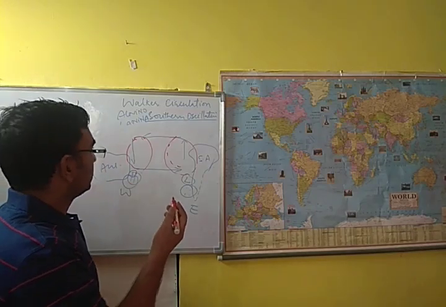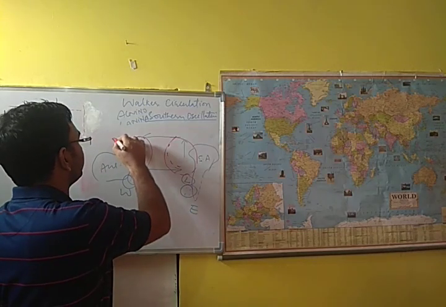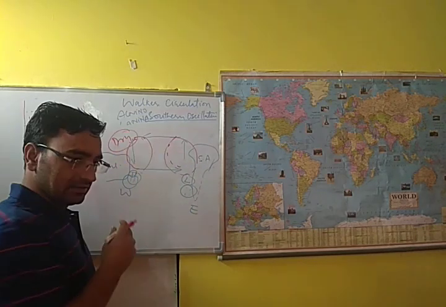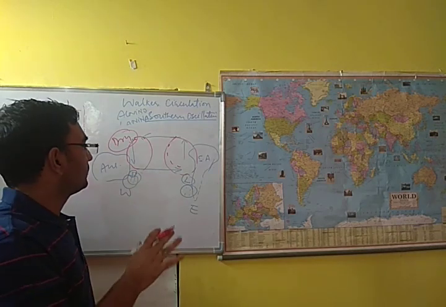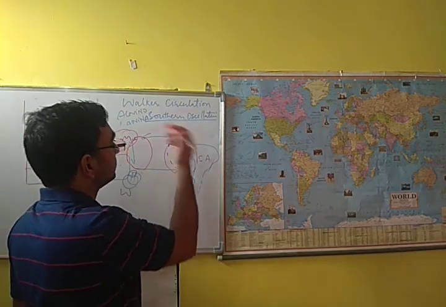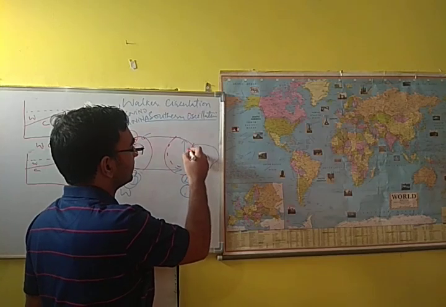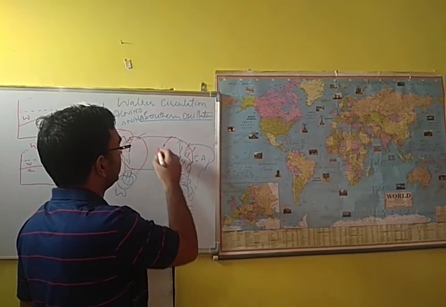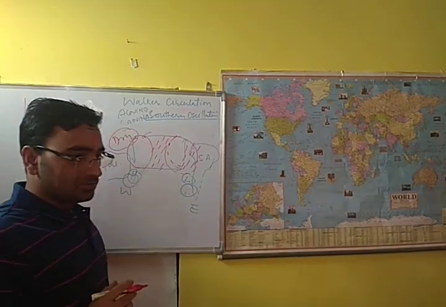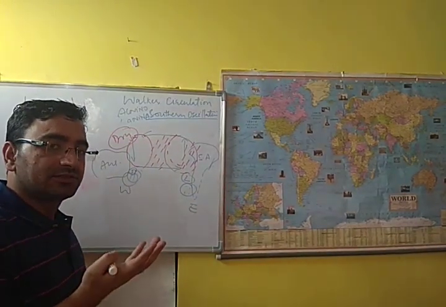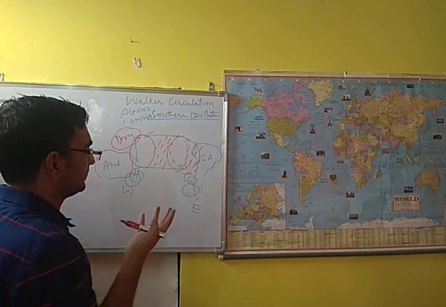And now what will happen? We will get a comparatively dry climate here, which was earlier wet. The rainfall and cloud formation takes place, and the rainfall will now start getting here in this area and somewhere in this area. So complete reversal of this weather phenomenon takes place.